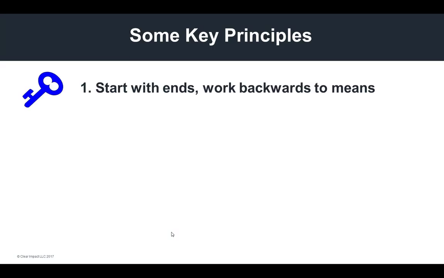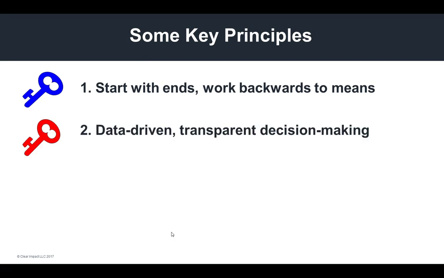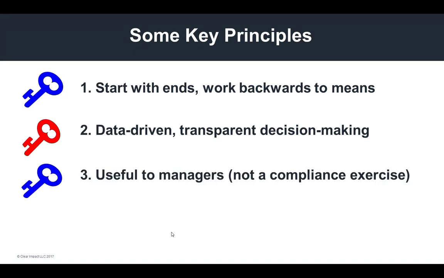Key principles of the RBA framework include starting with the ends that we need to accomplish and then working backwards to plan the means to achieve those ends. At all times, our decision-making must be transparent and data-driven. First and foremost, make sure it's useful to managers and not a compliance exercise. Keeping it simple is one of the most important things we can do to effectively use RBA.